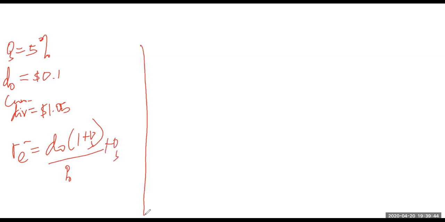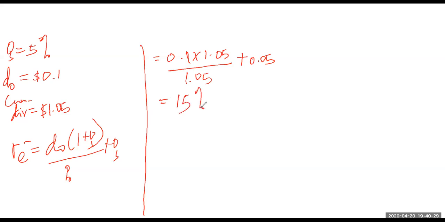Apply the formula now. D naught is equal to 0.1, times 1.05, since the growth is 5%, so 1 plus G. And then I'm not sure whether we are supposed to use the dividend of 1.05, but I did that. You're supposed to use the ex dividend. Okay, continue, we're going to correct you. Plus G, which is 0.05. So you got how much? 15%. Okay, thank you, Asma.